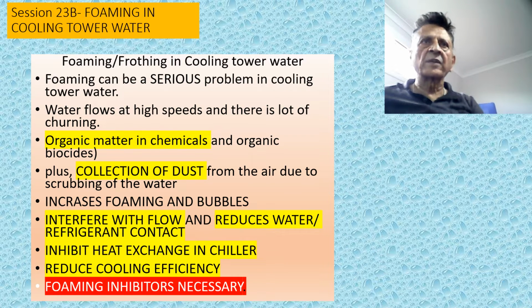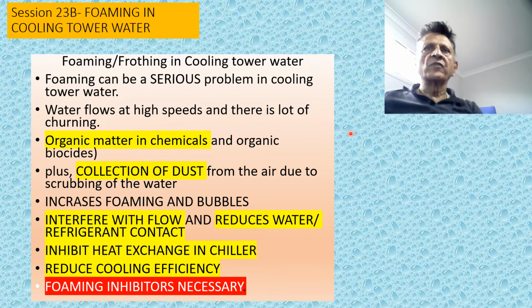Many of these chemicals, in fact most of these chemicals, are organic types, particularly biocides. These organic materials will cause frothing and foaming when the water flows at very high speeds and is continuously churned. The collection of dust and dirt from the air will also contribute to the serious problem of frothing.